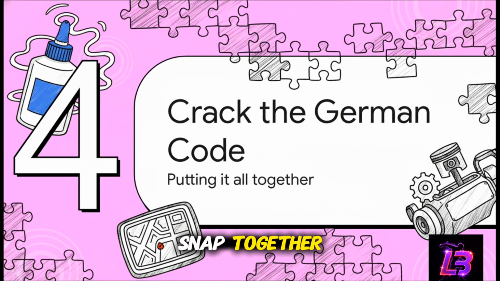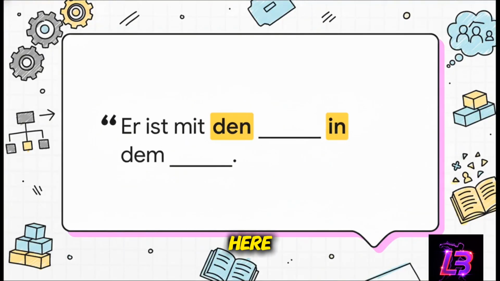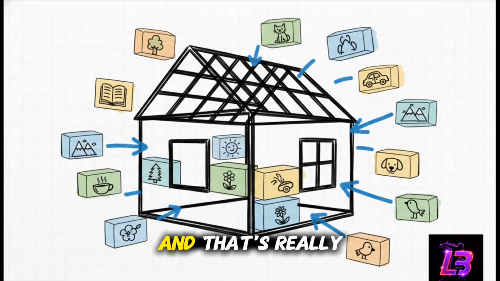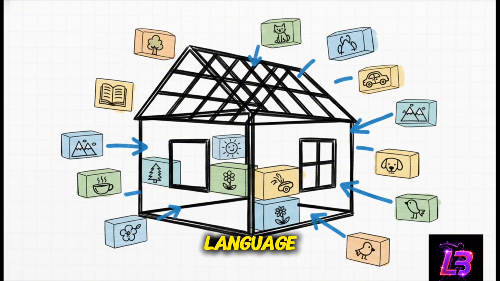Now let's see how they all snap together to crack the German code and build a real sentence. Look at this sentence structure right here. He is with the blank in the blank. Every single one of those structural words, ist, mit, den, in, dem, is from our master list. The entire grammatical framework is already built. And that's really the big takeaway here. Learning these 30 words isn't just about vocabulary. It's about learning the entire skeleton of the German language. Once you know this structure, all you have to do is slot in the nouns you need. You're no longer guessing, you're actually building. It's a total game changer.